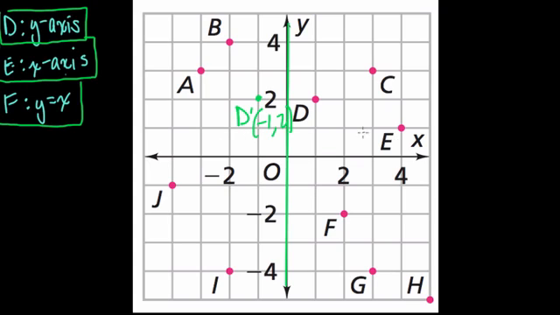Our reflection of E on the x-axis would do the same thing, but bring the point down here. Right, an equal and opposite direction, now reflected over the x-axis. Call it E prime, and the point is 4, -1.